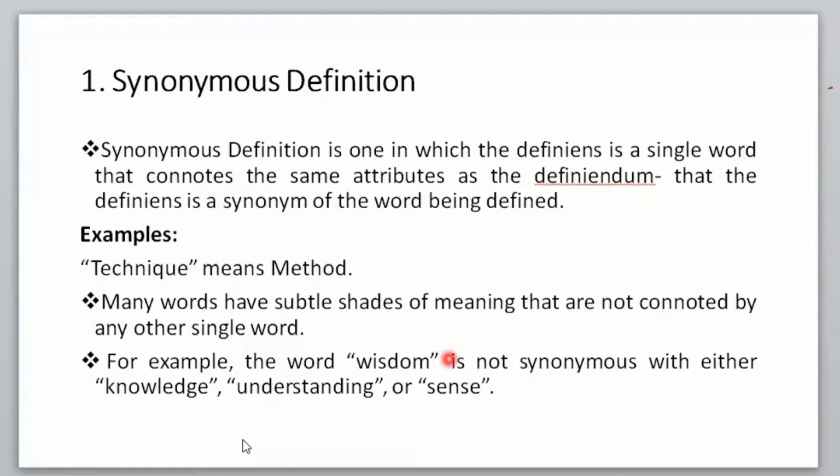So here it is to say that not all words and terms may have a synonym definition. There are words which have a synonym definition, but there are also, on the other hand, words which cannot be defined through synonym definition because of the nature of the words themselves. The example is wisdom. You cannot find a word that will substitute the word wisdom.